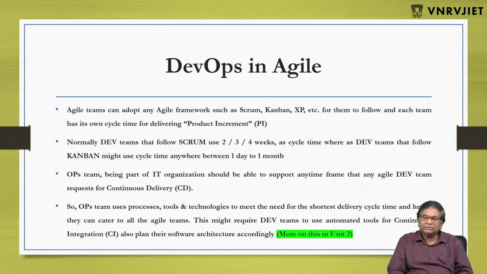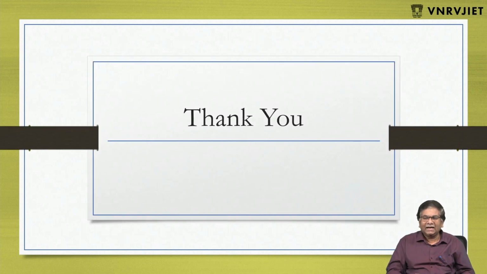This might require the dev team to use automated tools, like I said, continuous integration. Also plan their software architecture accordingly. This is a very, very important point. Even though we use a lot of tools, sometimes the architecture of the software also matters to improve the productivity of development. I will talk about it in later presentations, but just remember this point: based on the architecture, things could go faster or slower. That's what it is. So yeah, thank you very much.